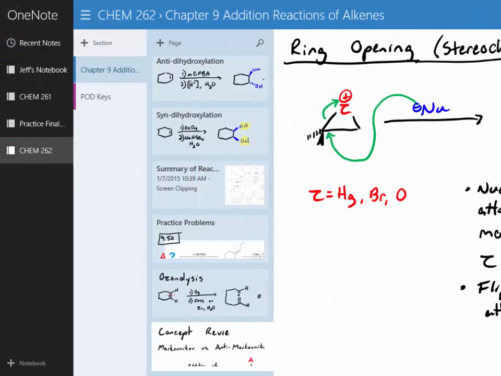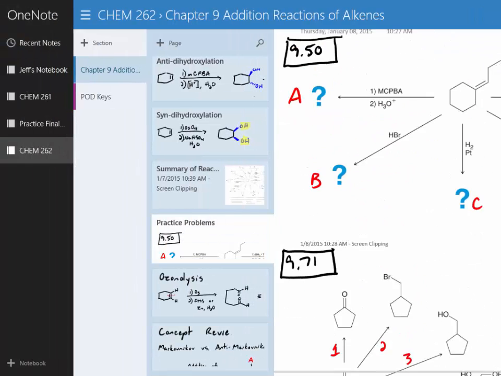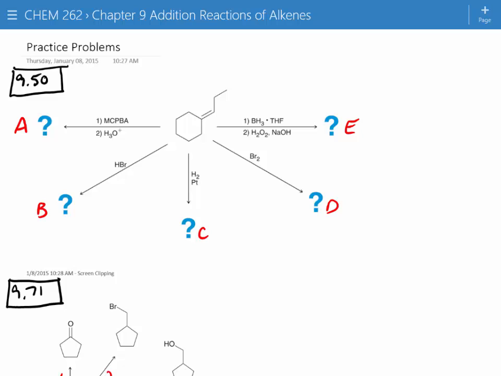But I'll throw the first set on the board. The first one is problem 950 from the book, so it's in the back of the chapter. I thought it was a really good practice problem. It's very similar to our problem of the day, but it asks you to work with a bunch of different reactions here. So try to come up with the product for A, B, C, D, and E, and then we'll get together as a class and see if we can come up with these too.